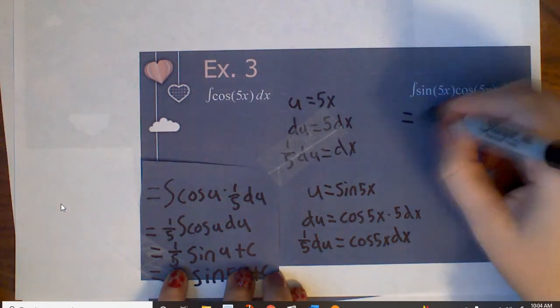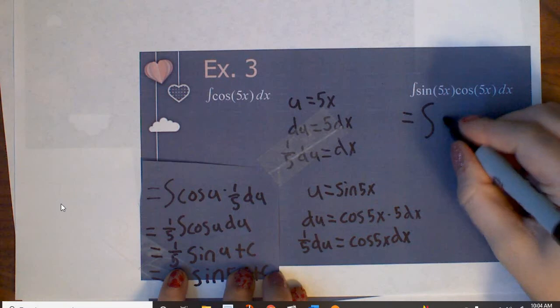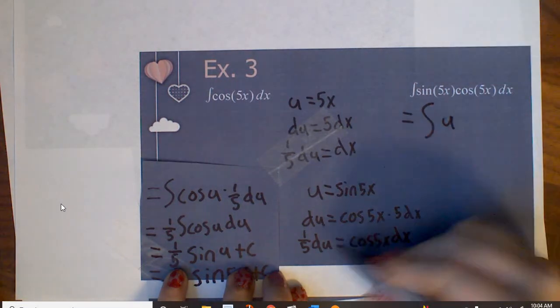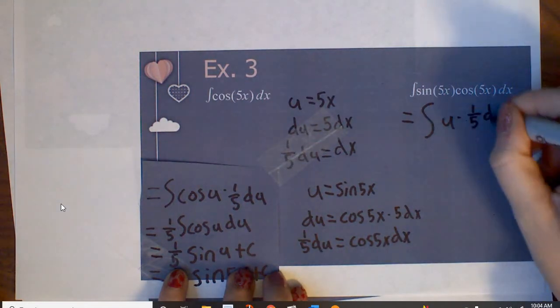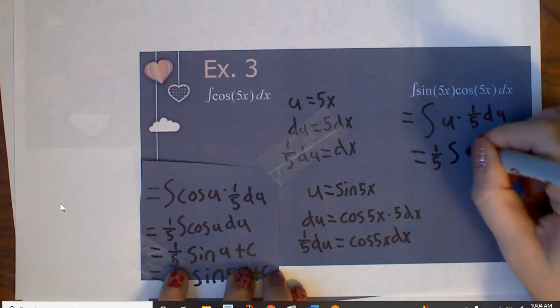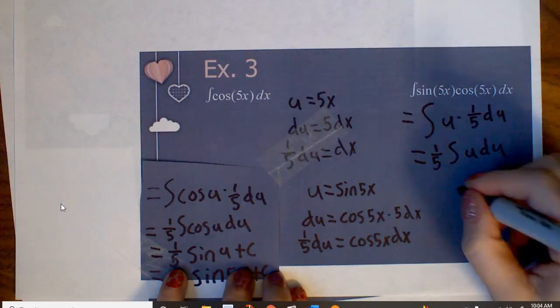So now, if I do my u sub, my sine of 5x becomes my u. My cosine of 5x is going to get sucked up into my du, but then we do have to have a 1/5 there. Again, my 1/5 is a constant, so I have u du with a 1/5 on the outside.